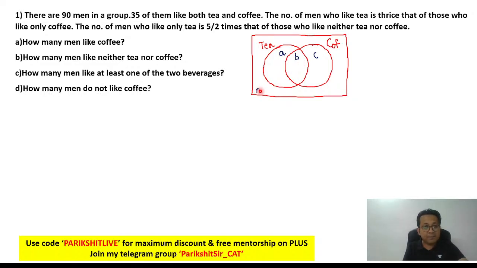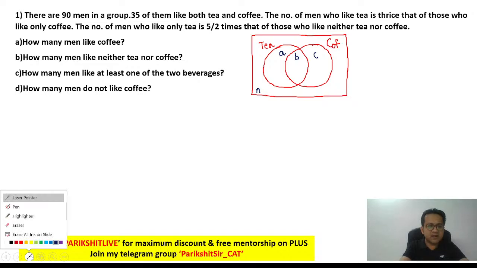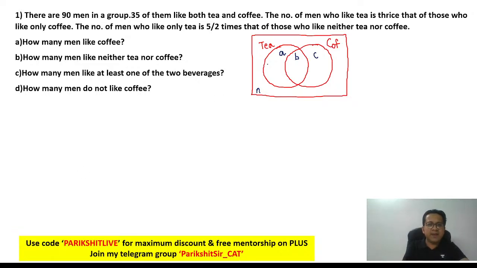N is the set of people who like neither tea nor coffee. Neither tea nor coffee. Okay? Fine. Let's continue. There are 90 men in a group. So total is 90. 35 of them like both tea and coffee.